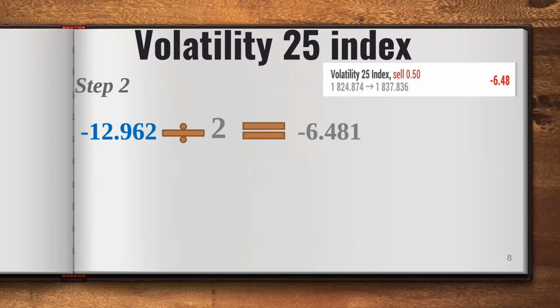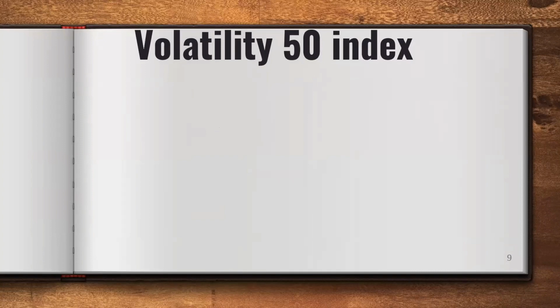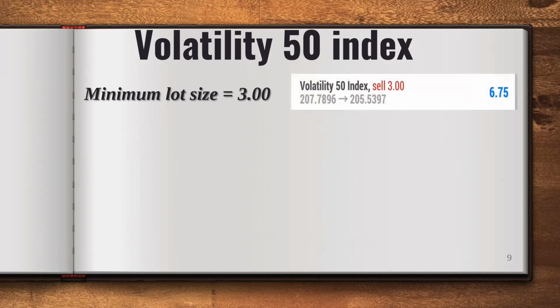Now let's get to our third pair, and that is Volatility 50 index, and see how we can calculate risk on Volatility 50 index. On Volatility 50 index, our minimum lot size is 3.00, whereas on Volatility 25 index, our minimum lot size was 0.50. You see the difference? As per the trade that is appearing now on the screen, our entry for this trade was at 207.7896 and our exit point on this trade was at 205.5397.